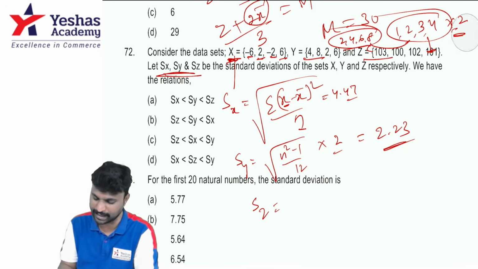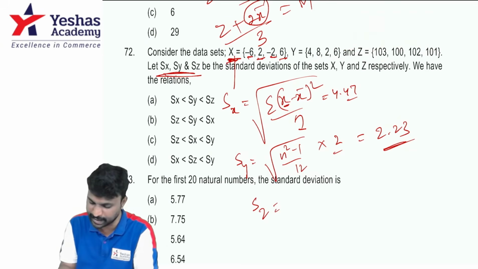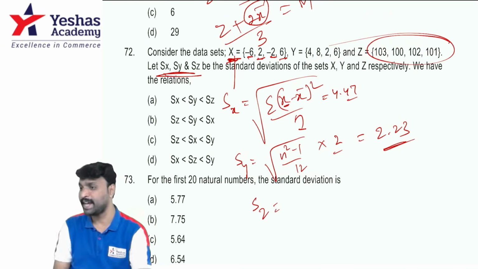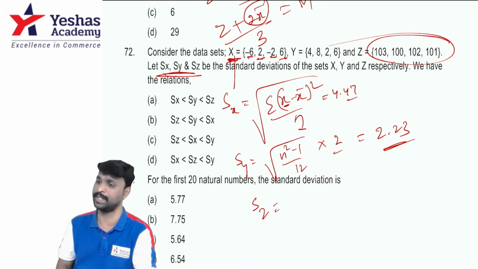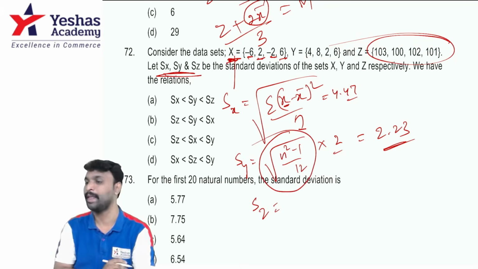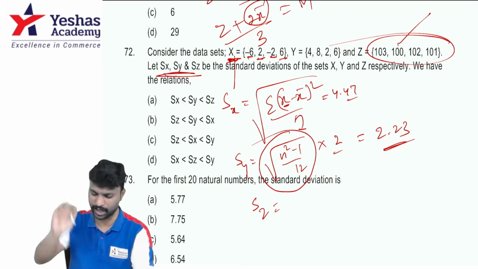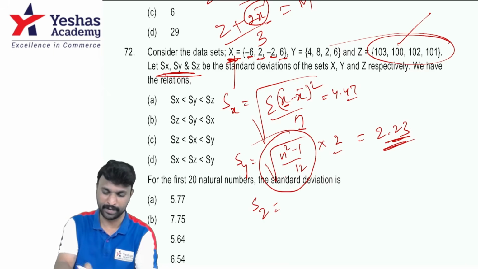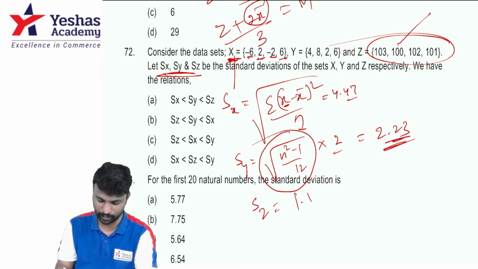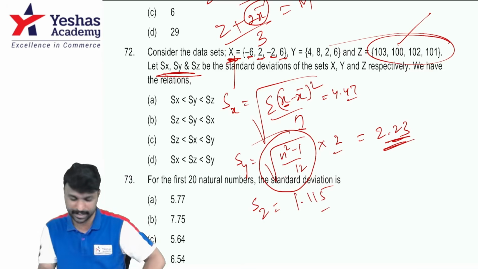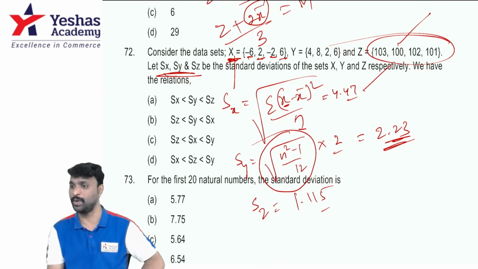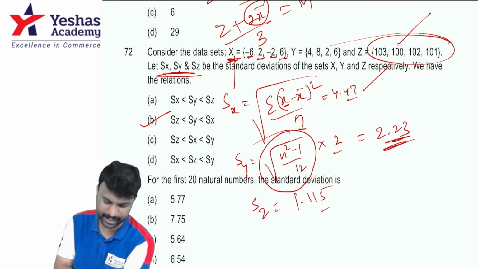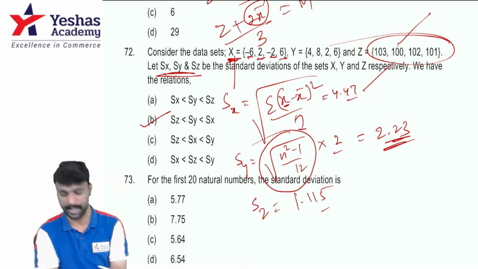And what is Sz? If you look at Z set, don't you think these are consecutive natural numbers? 100, 101, 102, 103. For n consecutive natural numbers, it is definitely the same formula, root of n square minus 1 by 12. How many numbers are there? 4 numbers. So what is the value of this? Half of 2.23, which is 1.115. So which option is correct? Highest is Sx, Sy is the in-between value, and Sz is the least value. That means Sz is less than Sy, less than Sx. So option B is the right answer.